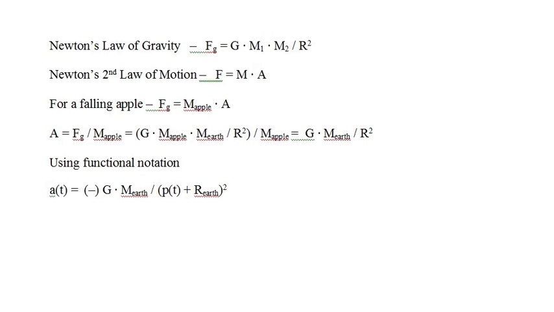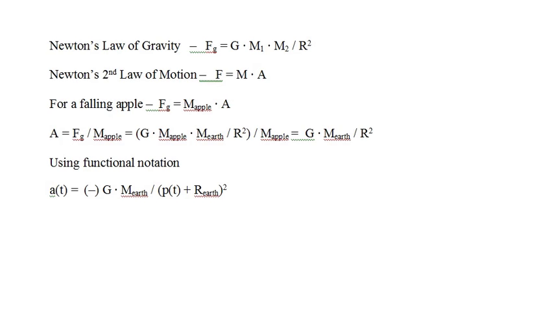Now we will compute the trajectory of a falling apple using Newton's gravity model without any simplifying assumptions. Newton's law of gravity states that the force between two masses m1 and m2 is given by G times m1 times m2 divided by r squared, where G is the gravitational constant and adjusts for the units used for mass and distance, and r is the distance between the two masses. If we substitute the formula for the force of gravity in Newton's second law of motion, we get an equation for the acceleration of our falling apple.